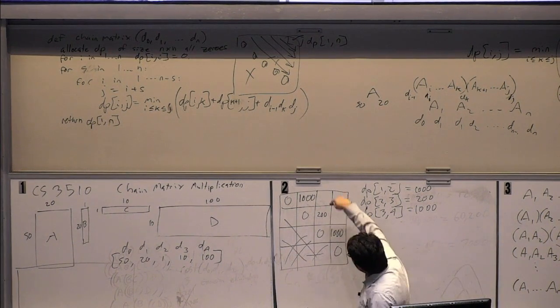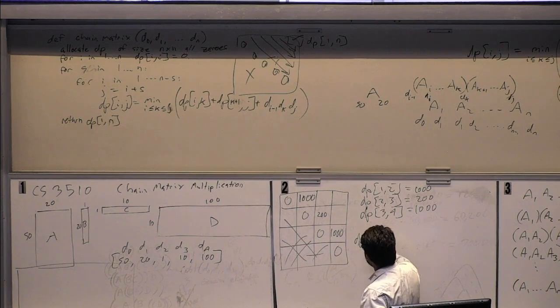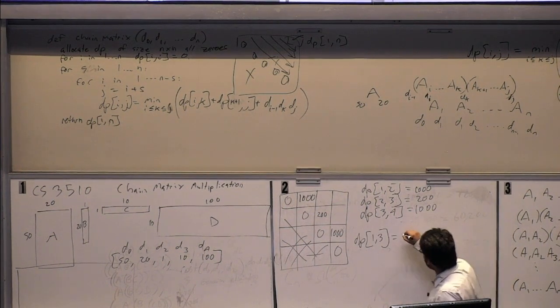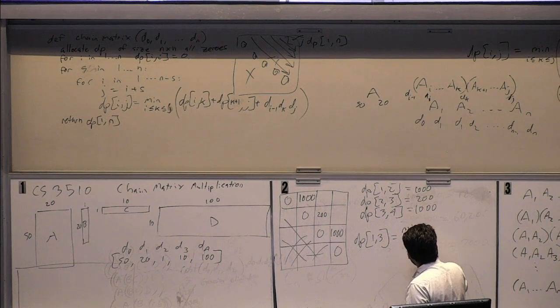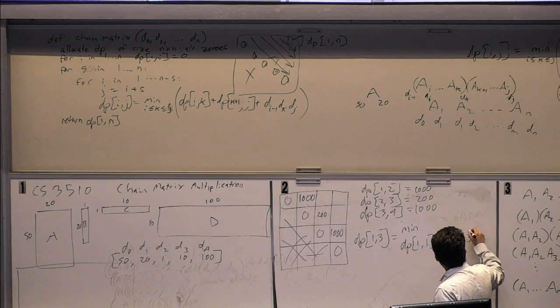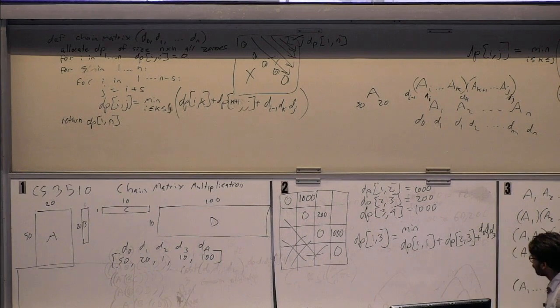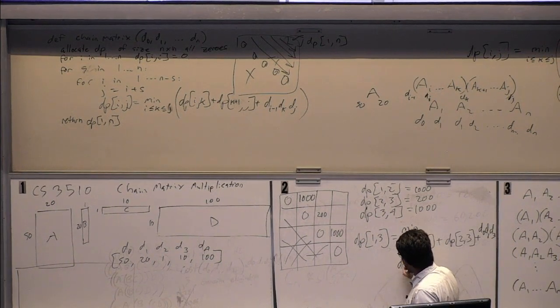Now when we want to do this diagonal, we're going to do dp of 1,3, right? Now, k, unfortunately, has some range here. So it's going to be the min of the possible values of k, and those are going to be dp of 1,1 plus dp of 2,3 plus d0, d1, d3, right?